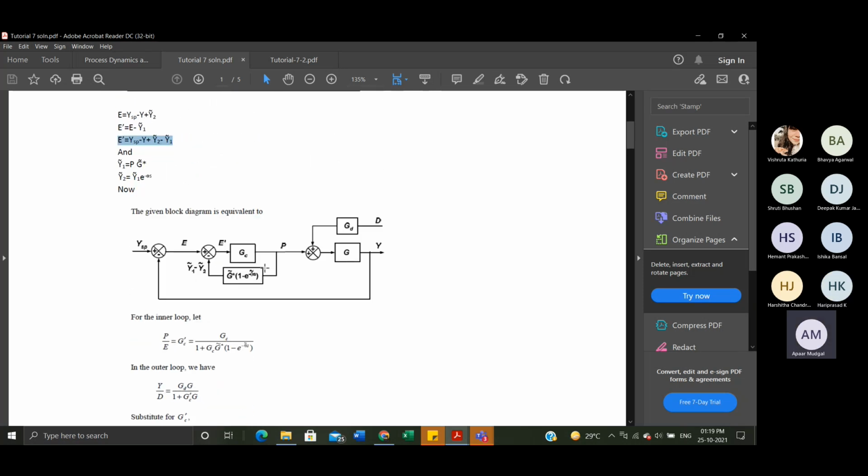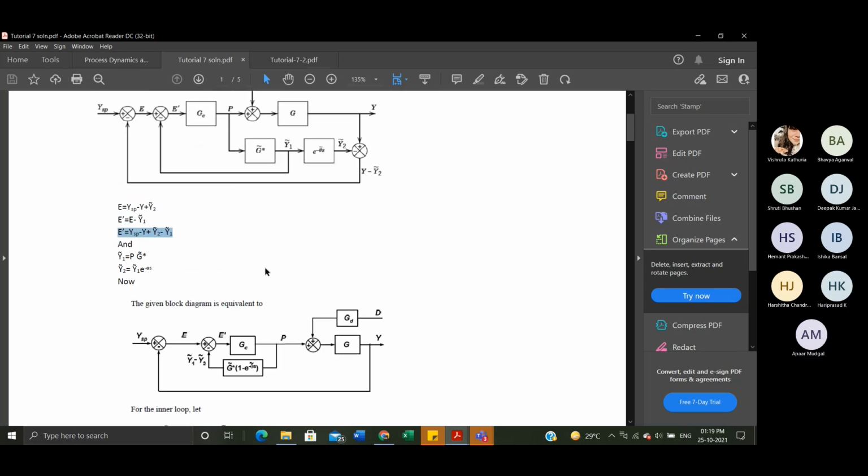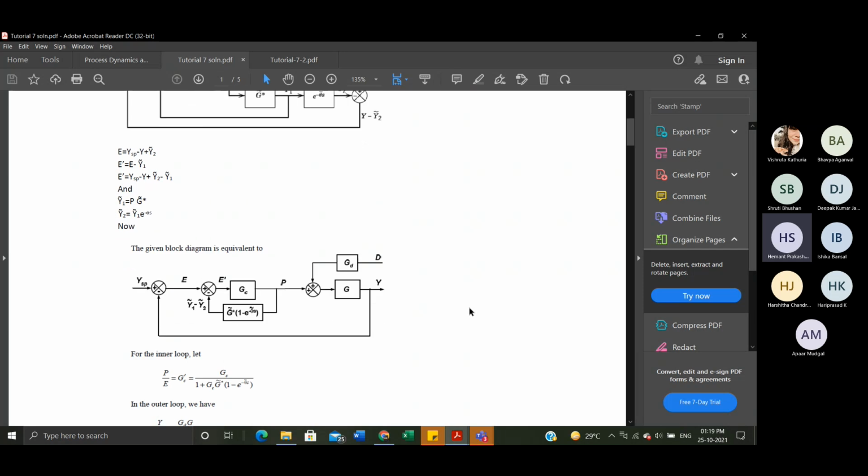Any doubt in that? I hope there may be some. Sir, how did you write this G star times 1 minus e to the power minus theta s? How is it broken into the inner closed loop?